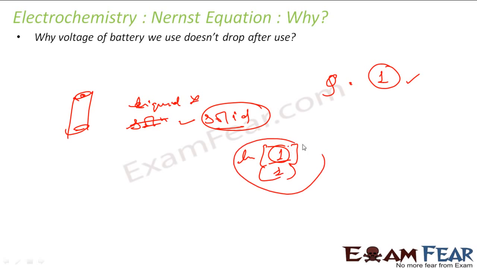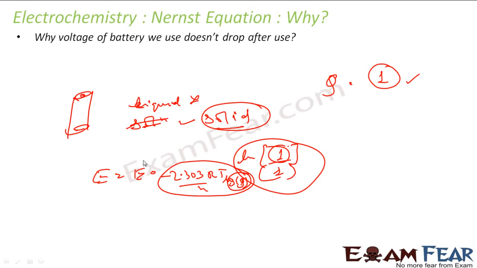And thus the voltage doesn't drop here because we know that E is equal to E naught minus 2.303 RT by n log of Q, and this Q is almost 1 because we are generally dealing with solids. So the log is 0. So the voltage doesn't drop over a period of time for the normal battery we use in our life.